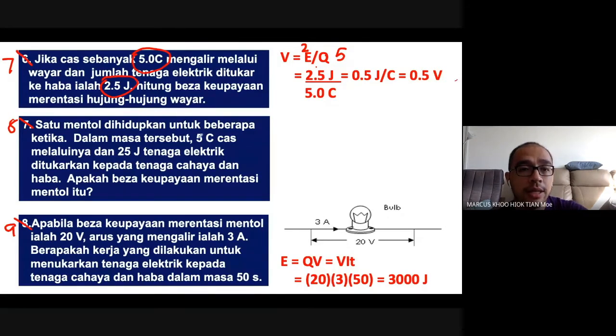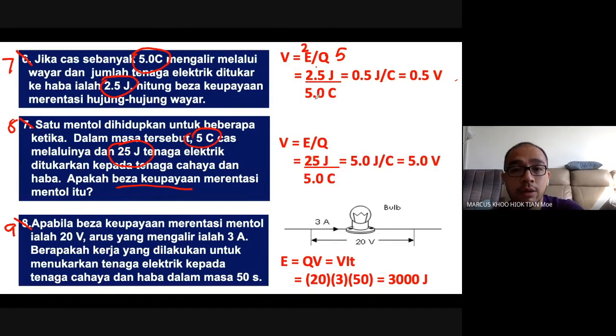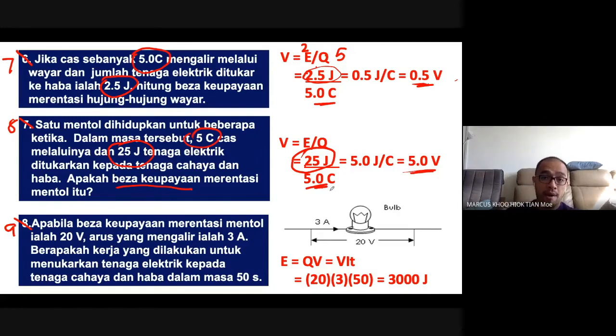Now, in this case, you're given a light bulb, 5 coulombs of charge and 25 joules of energy. So we can calculate the keupayaan, the voltage, by using the same formula. 25 divided by 5, which is 5 volts. So you see, the bigger the energy you need, the bigger the voltage. The less energy you need, the less voltage you need. Walaupun dia punya bilangan elektron, bilangan charge adalah sama. The number of charges are the same.